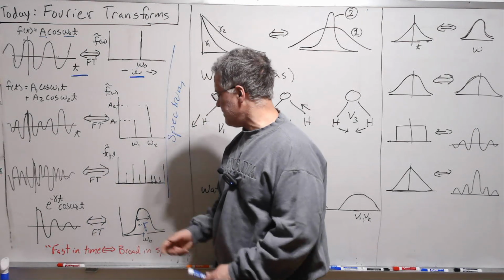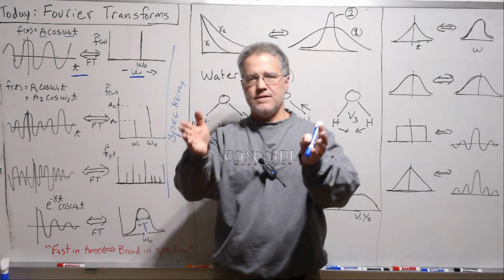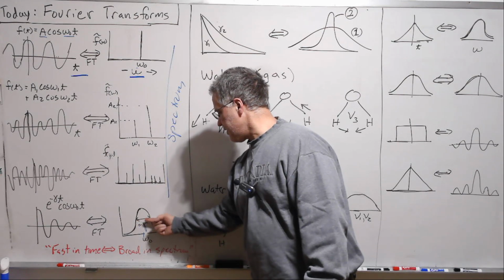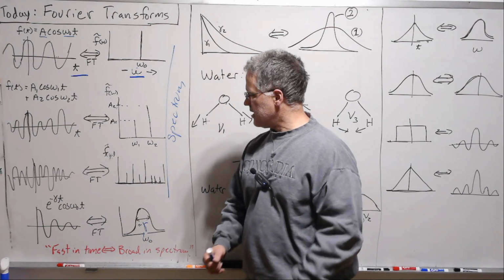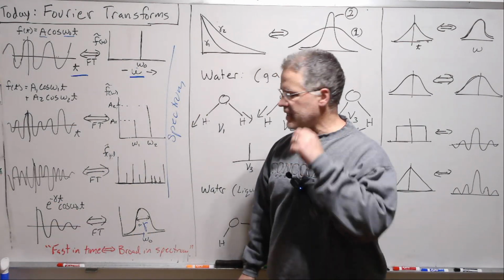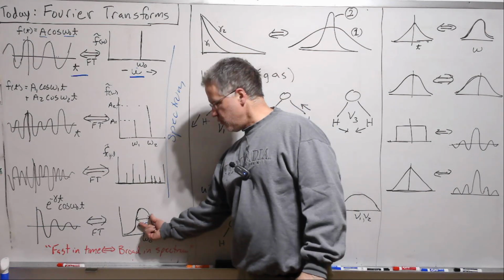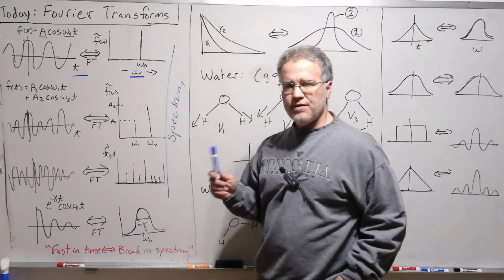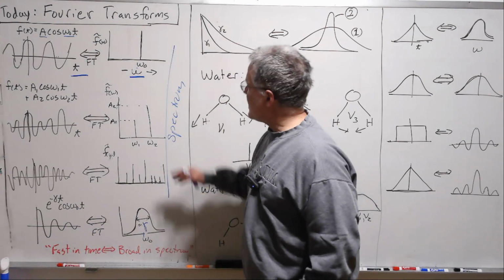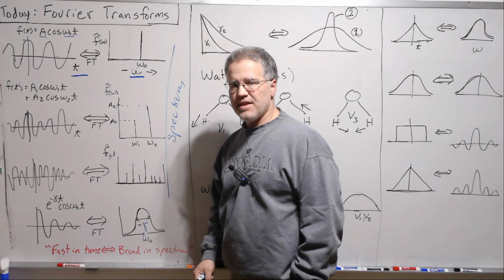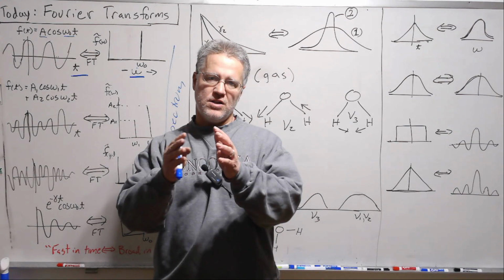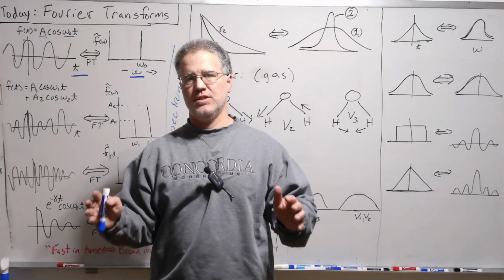So if gamma is big, then the function decays quickly, and the width is big. If gamma is small, then the function decays slowly, and the width is narrow. And so the first key principle that you want to have, aside from just knowing this stuff, is that things that are fast in time are broad in spectrum, and things that are slow in time are narrow in spectrum.